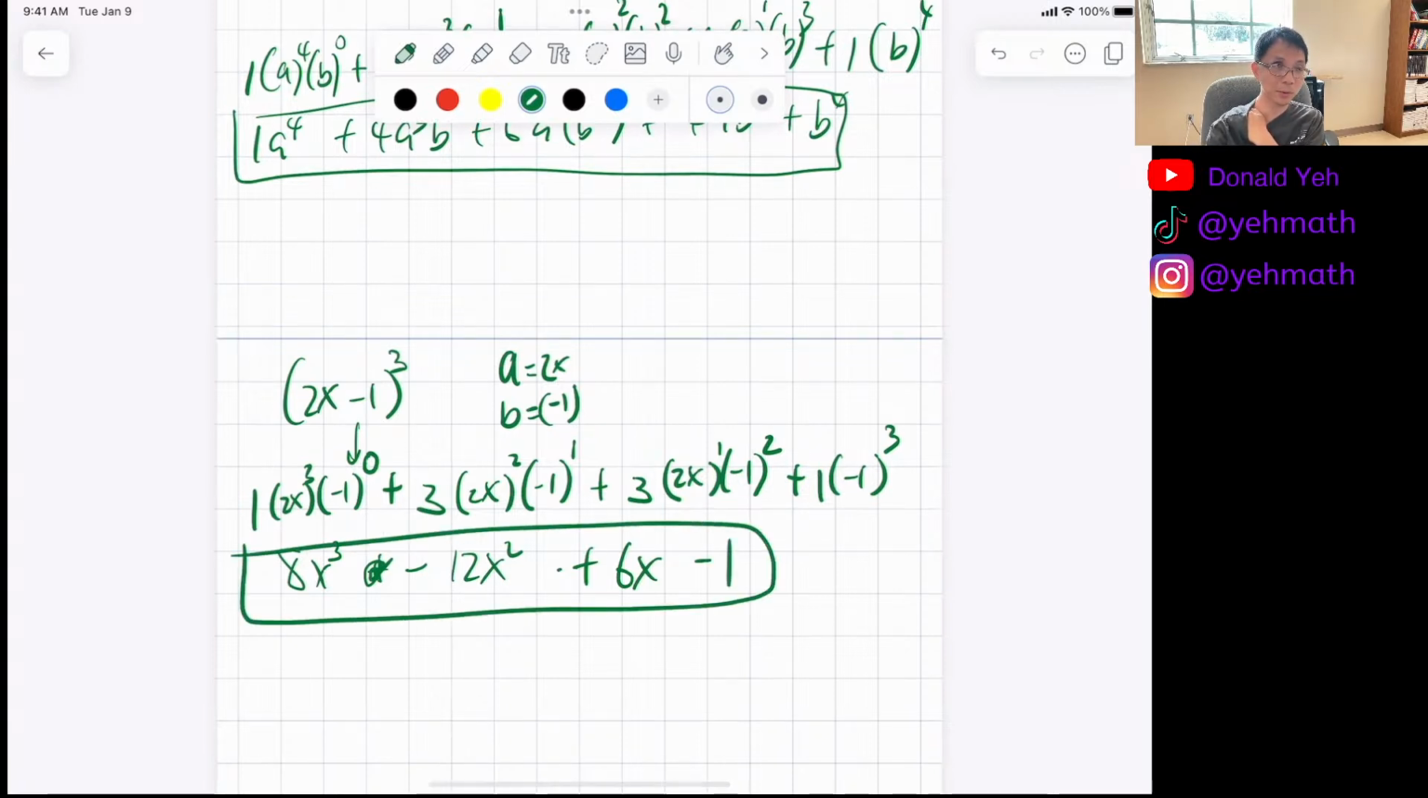And just expand this without doing too much work. It's a negative 1 to the 3rd, also the last part. Yeah, so it's negative 1 times negative 1 times negative 1. So it's negative 1 to the 3rd.